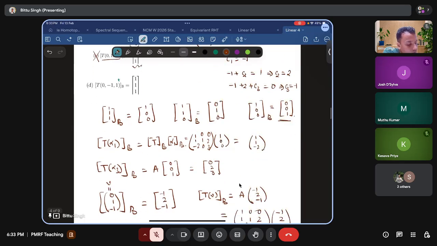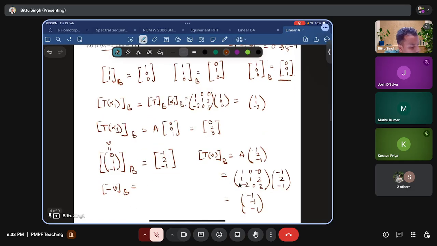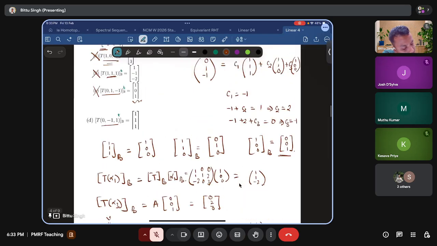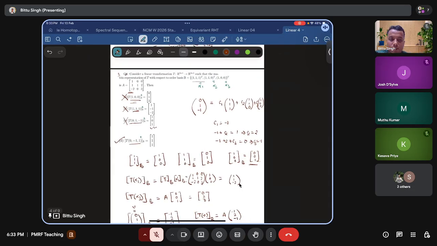Now what about D? Note that here it is 0, minus 1, 1, right? So it is the negative of V, the same as minus V. So minus V with respect to B is the same as the negative of this representation, which is 1, 1, 1. So this is the correct answer. Is it clear how we can find the coordinate of some transformation? Okay.